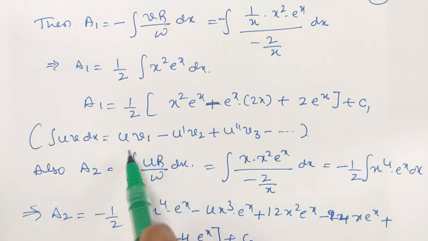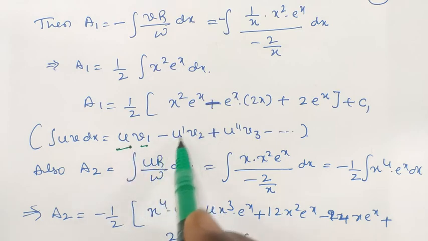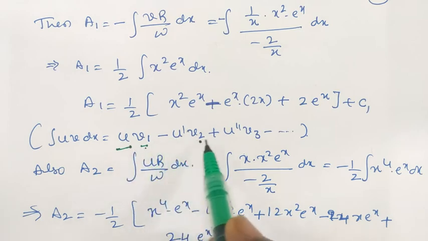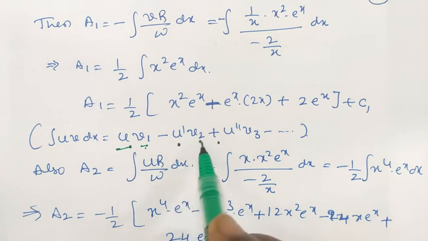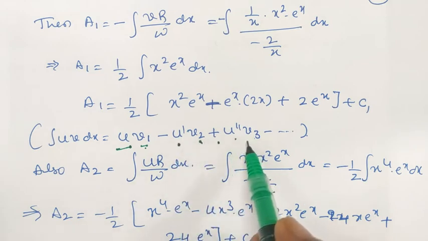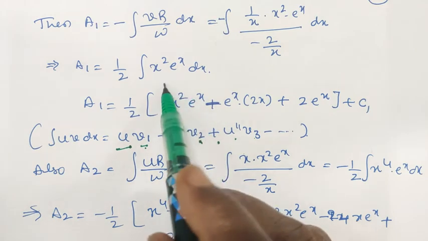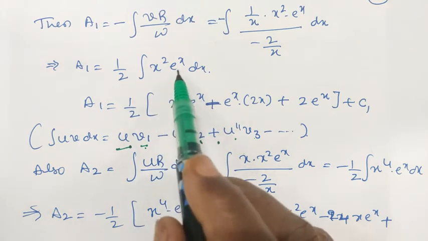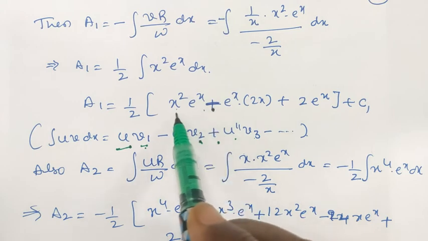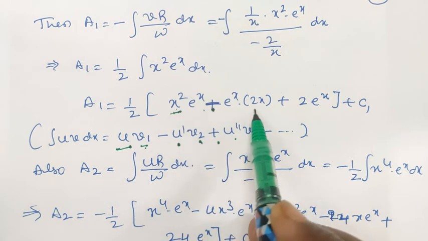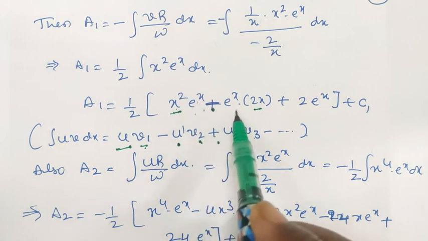Here I have given a short method. First function as it is, integration of the second function, then minus, differentiate this u dash, integrate this v1 and this v2, then plus, alternate sign you have to take here, differentiate the first, integrate the second, that is u double dash v3. So using this technique, here it is, first function as it is, integration of e raised to x is e raised to x, minus differentiation of x squared is 2x, integration of e raised to x is e raised to x.